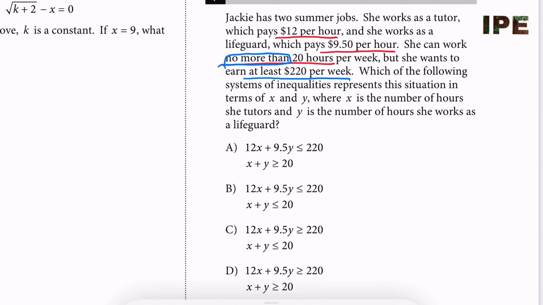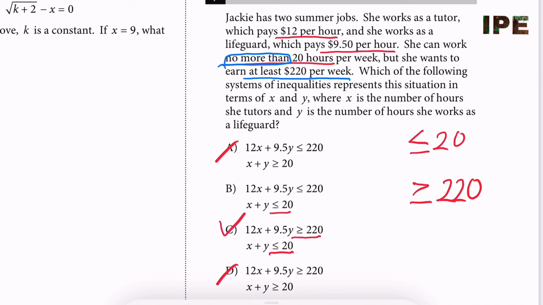So your inequality should be like this. No more than 20 hours means less than or equal to 20 hours. At least $220 means greater than or equal to $220. So which one could be the answer? Less than or equal to 20, or this. A and D say what? Greater than 20. It is supposed to be less than or equal to 20 because it said no more than 20 hours, right? And at least $220 means greater than or equal to. Which one is greater than or equal to? Yes, C is the answer.